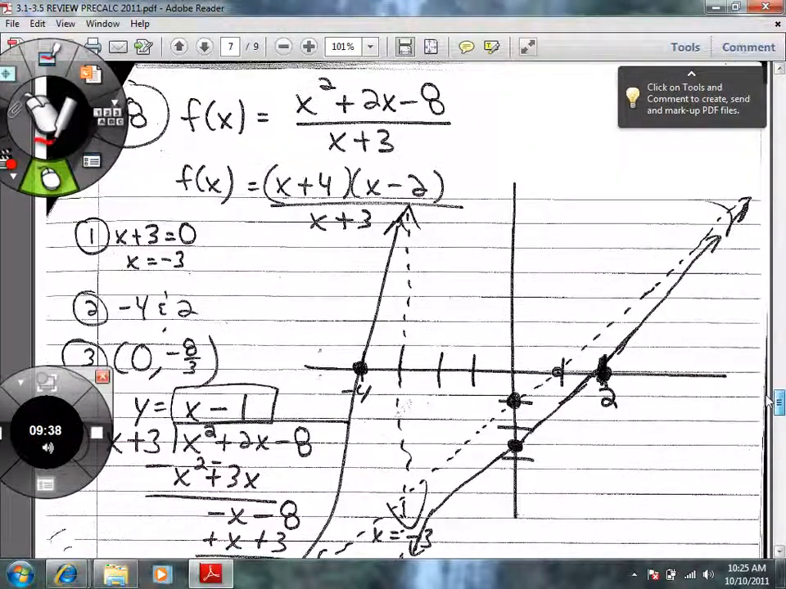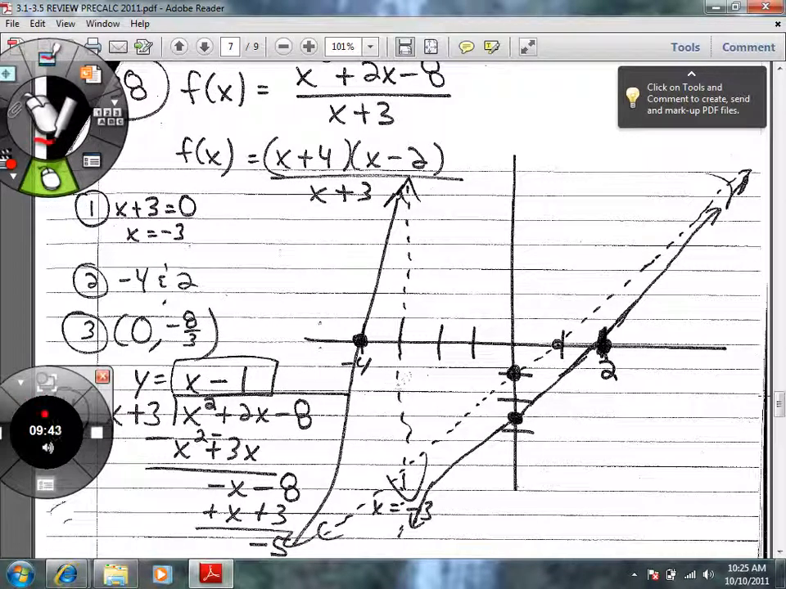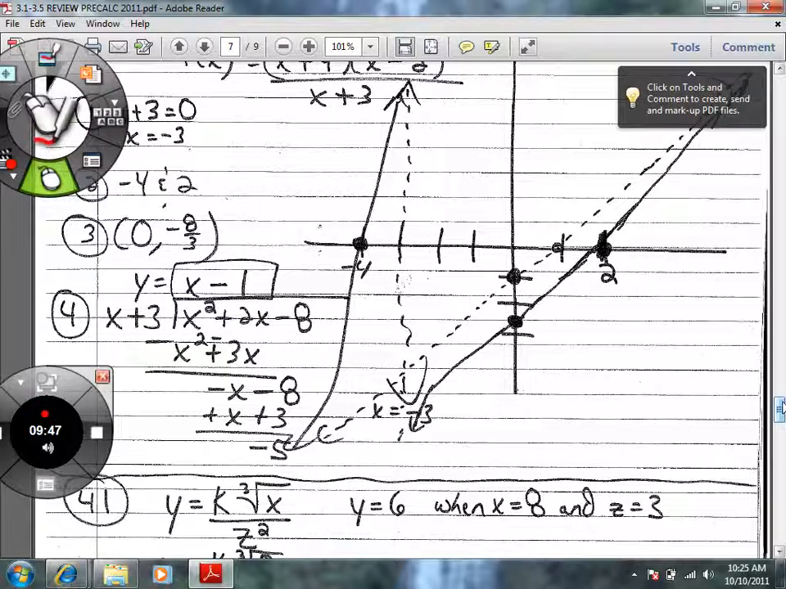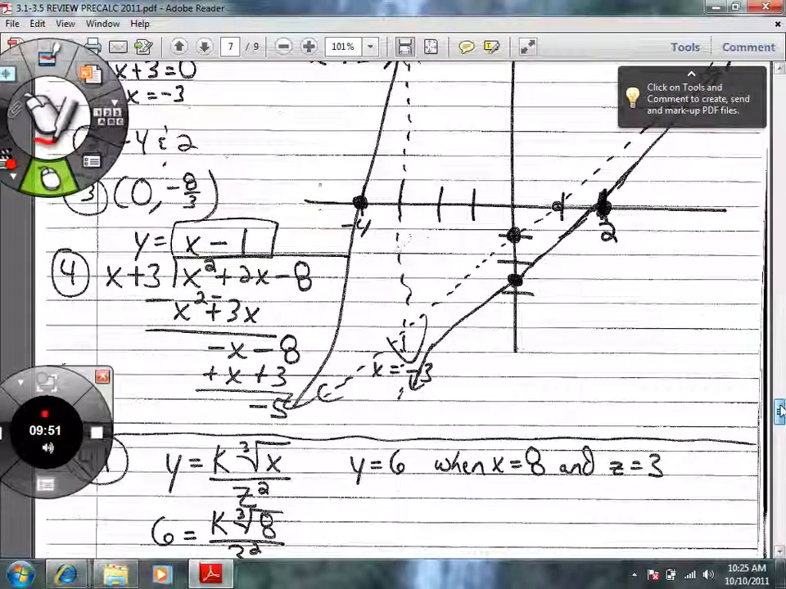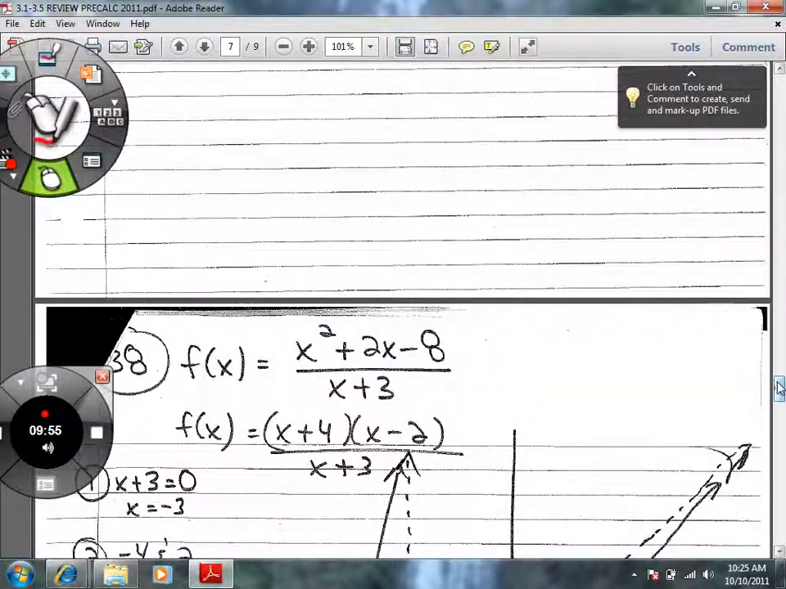This one was an oblique. Was it? Let's see. Yeah, this one was an oblique. So we had to do a little long division. And we got x minus 1 as our oblique asymptote. And then these don't define. All right, so that's it. Cool.